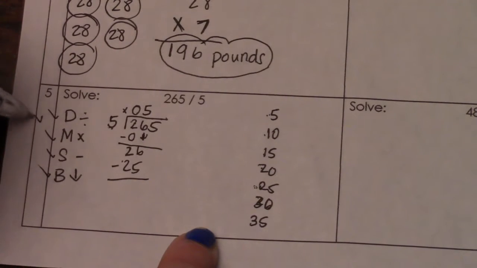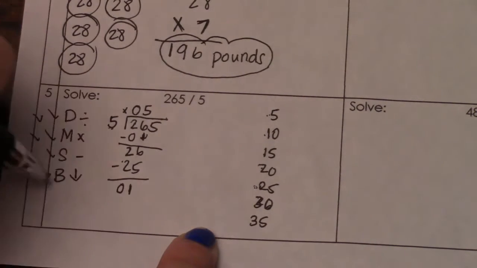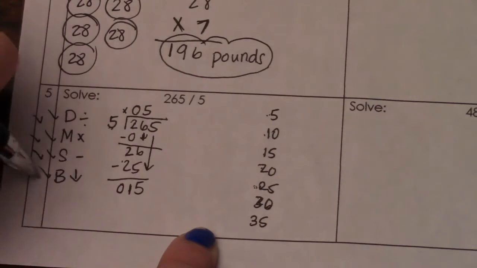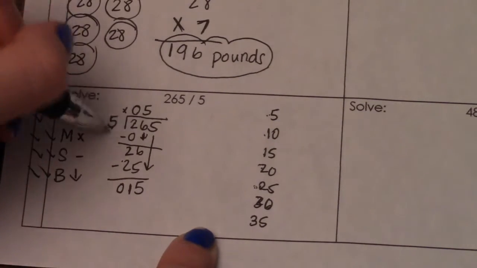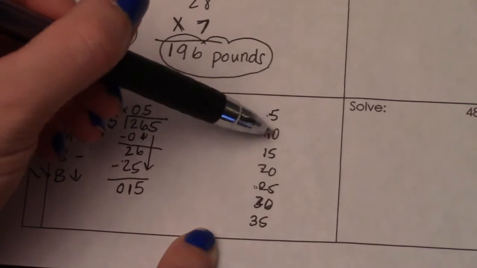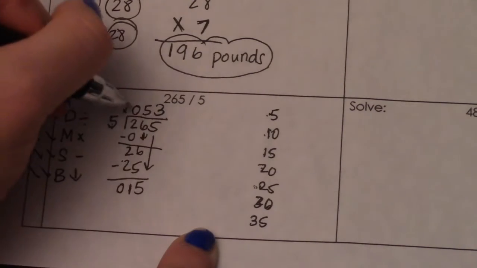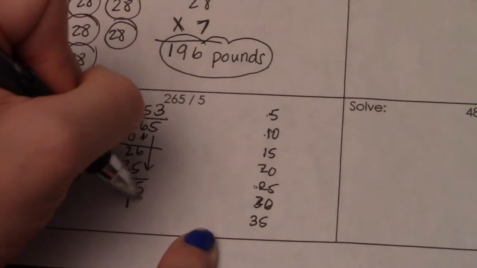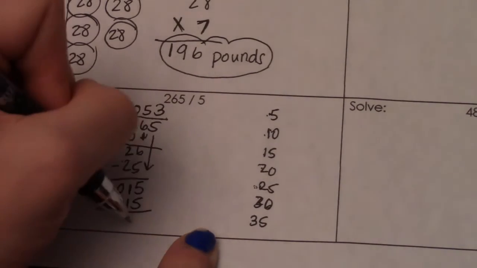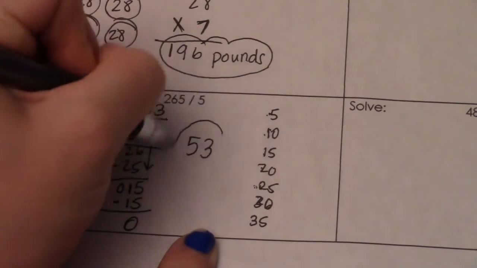And we're going to subtract. 6 minus 5 is 1. 2 minus 2 is 0. I have to bring down my last number, which is 5. So we're going to start all over again. How many times can 5 go into 15 without going over? 1, 2, 3. 5 times 3 equals 15. Subtract. 15 minus 15 is 0, and there's nothing left to bring down. So my answer is 53.